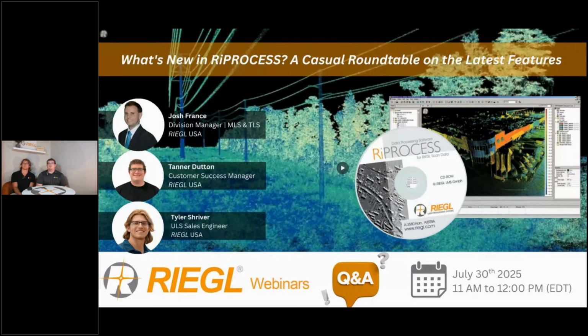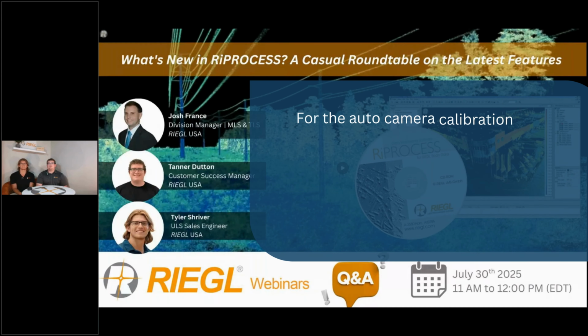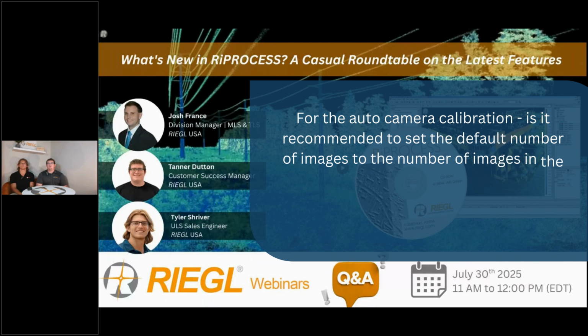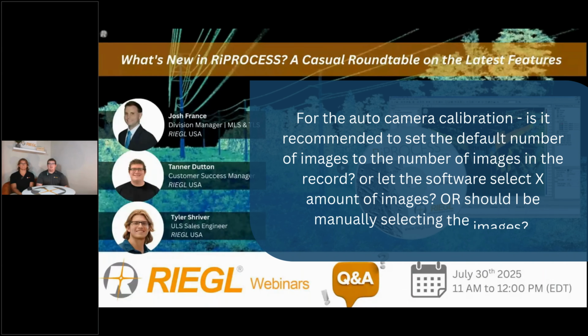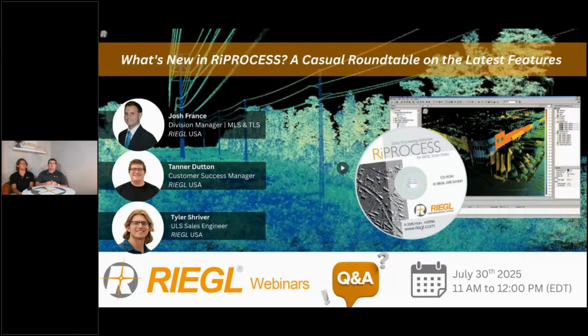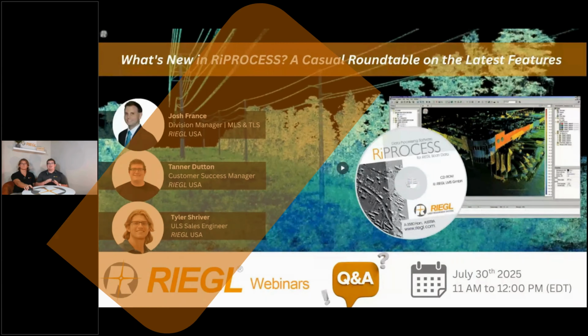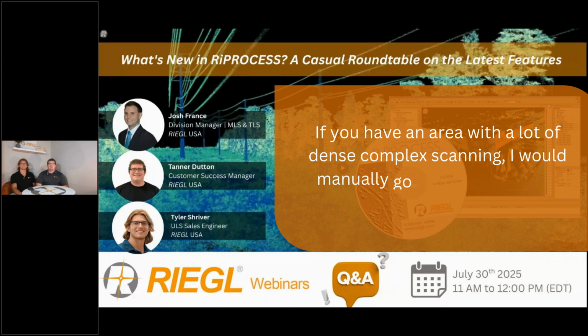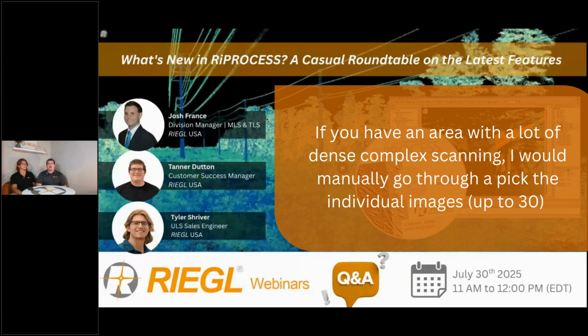We have another question about running the auto calibration tool, as well as manually selecting versus using a full record. If you use a full record, what RIPROCESS does is, let's say you have 100 images, it's going to go through and try to pick out the best of those images. Personally running it, I've run into times where it will pick images with a lot of vegetation, trees. So to avoid that, if you have an area that has a lot of dense, complex scanning going on, I would go through and manually pick the images you want.